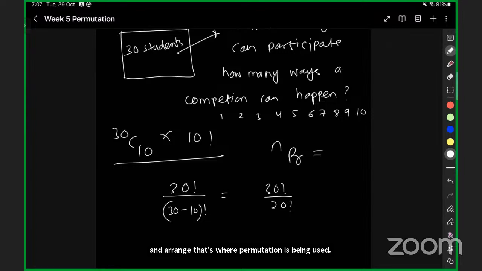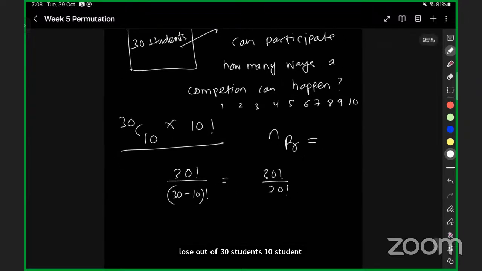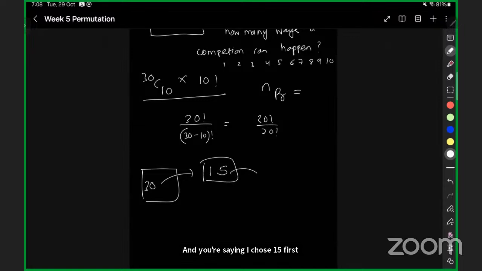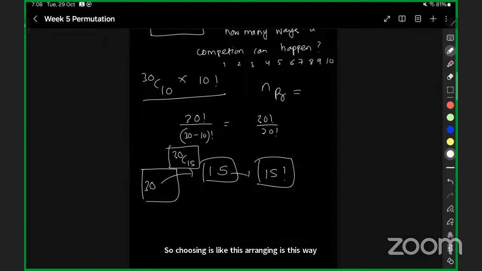Sir, if we want to choose 10 students out of 30 and arrange them in 10 factorial ways. No. Let's say you have 30 students and you choose 15 first and arrange them in 15 ways. Then you have to arrange all of them, whatever you selected, because all of them can get some position in a competition. Then you will arrange them in 15 factorial ways and choose. This is the choosing part, nC r, so 30C15. So choosing is like this, arranging is this way, and when you have to do both, that is permutation.